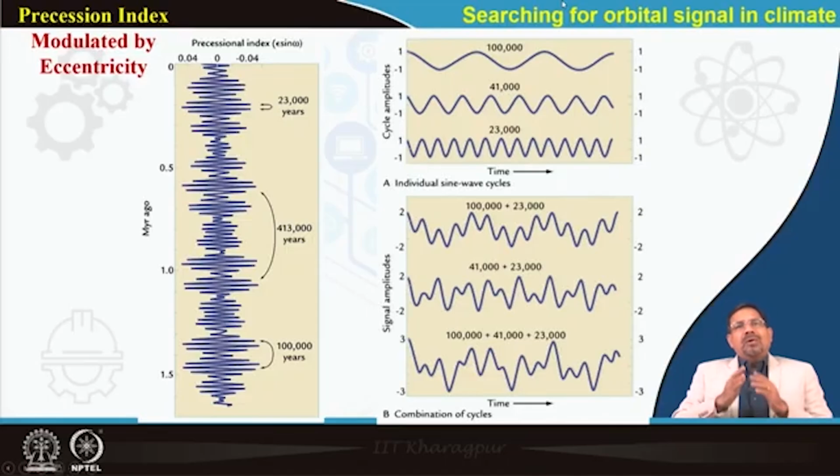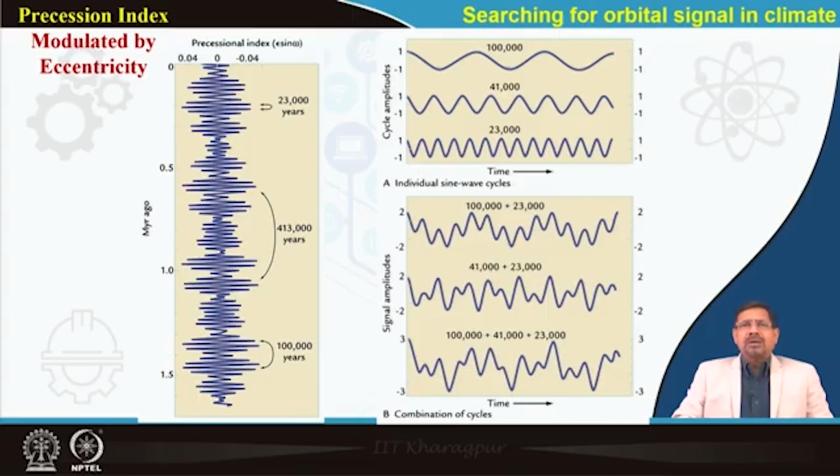So, now we put them together to search for an orbital signal as far as climate change is concerned. Look at this on the left side: we have put it in terms of the eccentricity modulation that varies between 0.04 and minus 0.04, with 413 thousand years, that means, as I just mentioned, the broader epochs of 4 lakh years plus. So, it's approximate, and 100,000 years down below we can see here also, and the smaller one, 23,000.